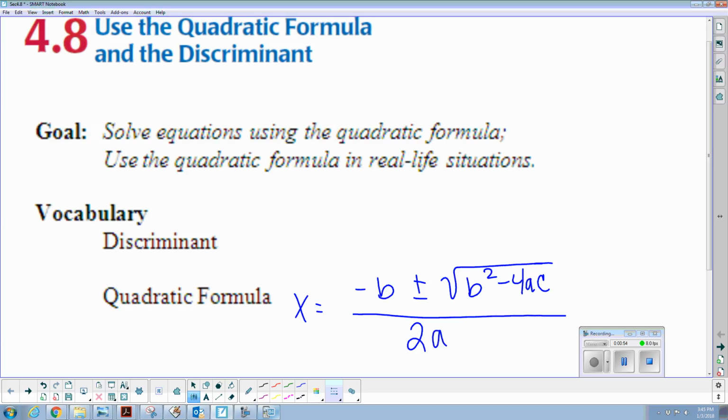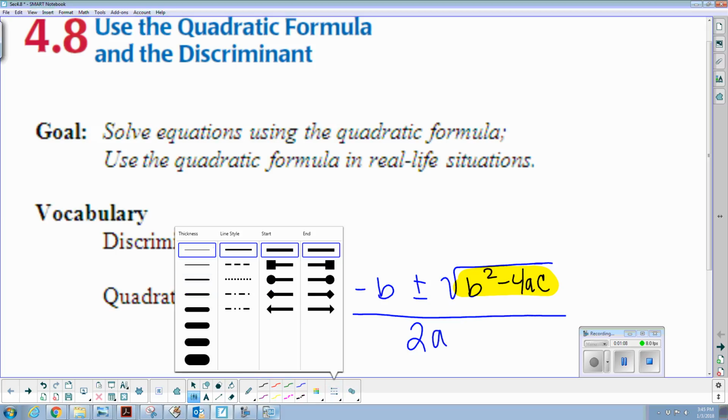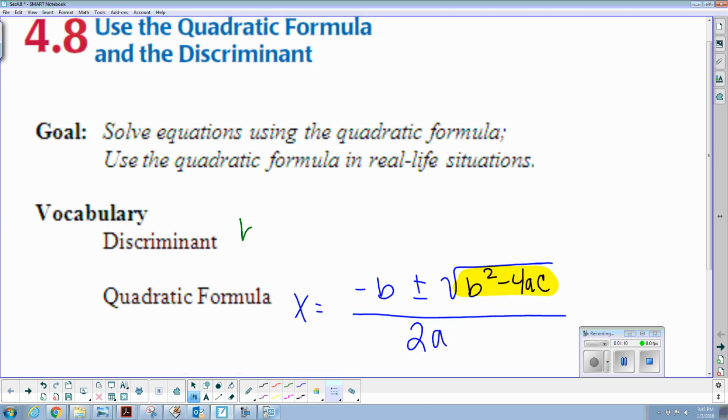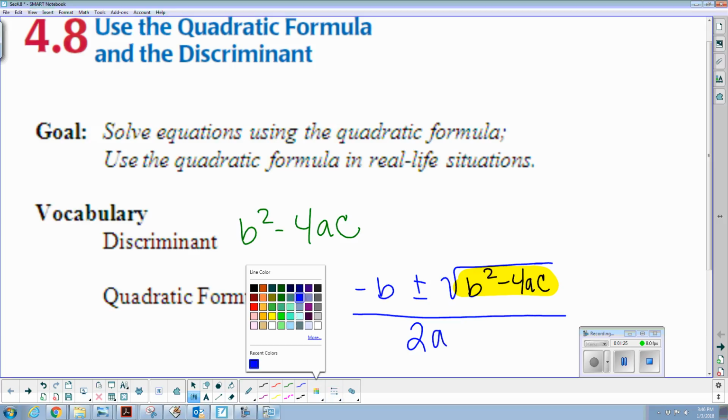and the discriminant is this part here, the part that's inside the square root side. So the discriminant is b squared minus 4ac. And b squared minus 4ac, that is for any quadratic equation that's in standard form.